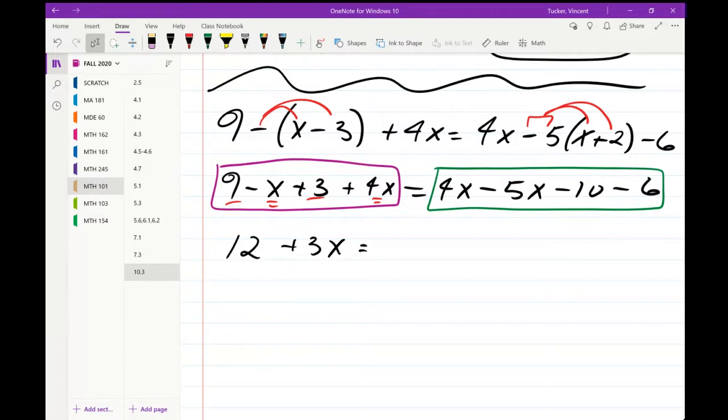All right. So I added 4x and negative x, excuse me, and got 3x. And 9 plus 3 gave me 12. Then on this right side, we're looking at 4x and negative 5x, which is negative x. And then negative 10 and negative 6, which is negative 16. All right. Questions? Any questions?